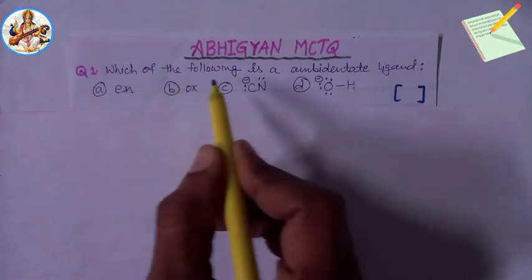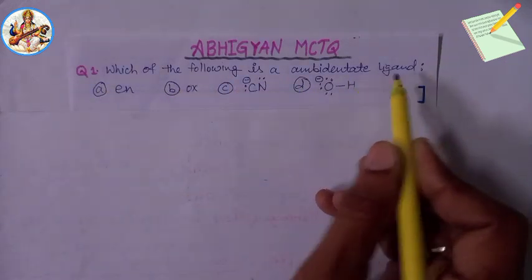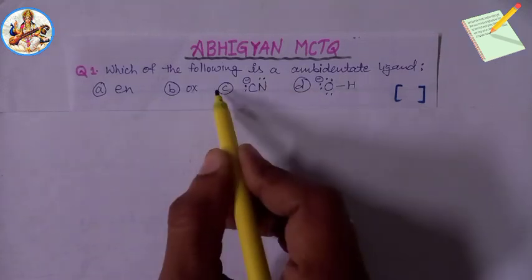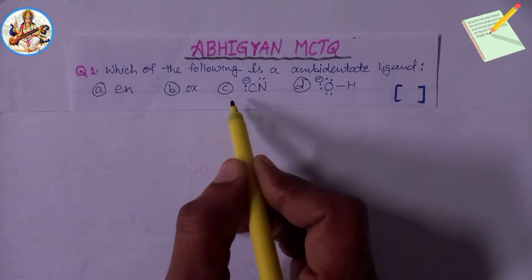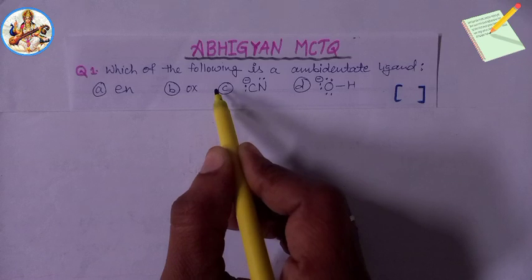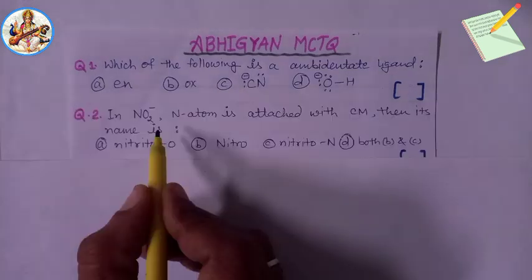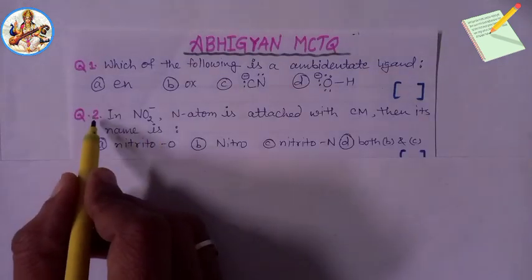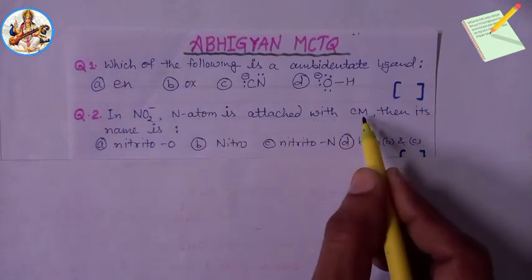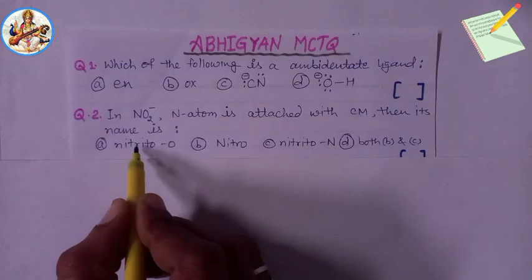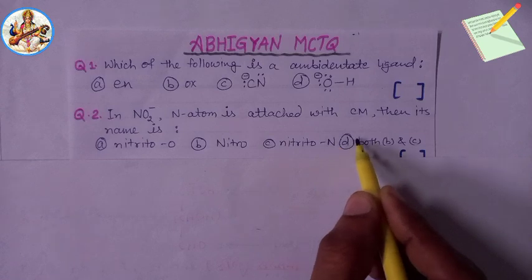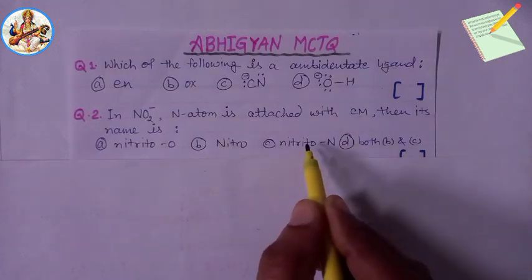Question one: which of the following is an ambidentate ligand? En, OH, cyanide, OH minus. The answer will be option C. We know that in cyanide, two donor atoms are present, carbon and nitrogen. Now question two: in NO2 minus, if the nitrogen atom is attached with the central metal, then its name is nitrito O, nitrito N, or both B and C. The answer will be option D, nitro and nitrito N.